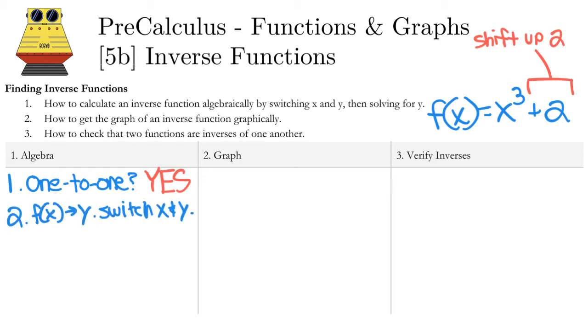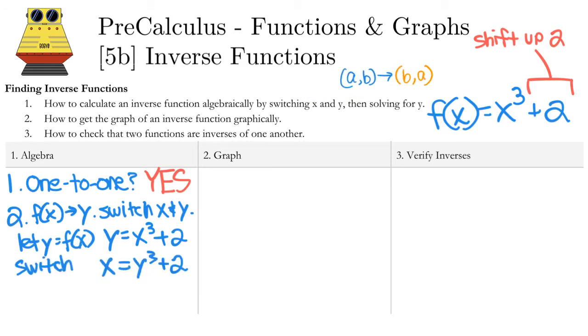The next step is to replace f of x with y, then switch x and y. The reason for the switch is based on the definition of an inverse relation. If a comma b is in the first relation, then b comma a is in the inverse relation. So we have y equals x cubed plus 2. Switching the x and y, we have x equals y cubed plus 2. Notice that we only switch the letters.